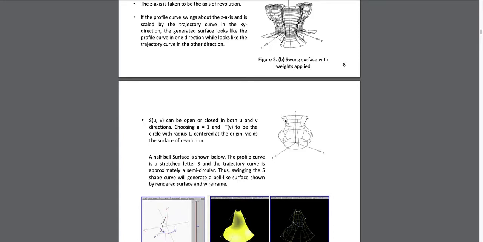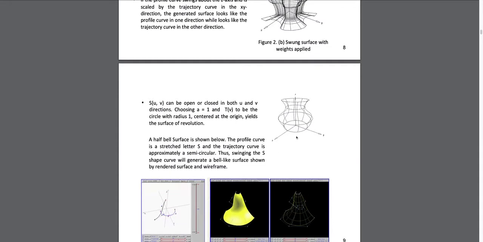And if we have a profile curve that is an S-based curve, and now I rotate it along the circle, I'm going to get something like a pot-shaped curve. Here the trajectory is a circle.